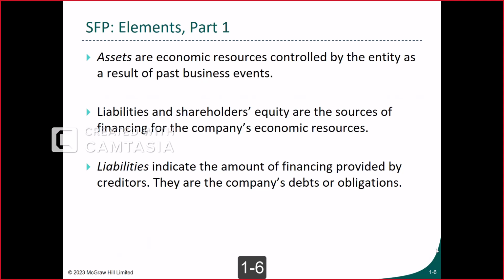So let's elaborate a little bit on the asset, liabilities, and shareholder equity. So asset, as we said, they are economic resources controlled by the entity. In order for an item to be qualified as an asset, it should be under the control of the entity. If it is not under your control, so you can use it whenever you need, and to the extent you need, that is not an asset for you.